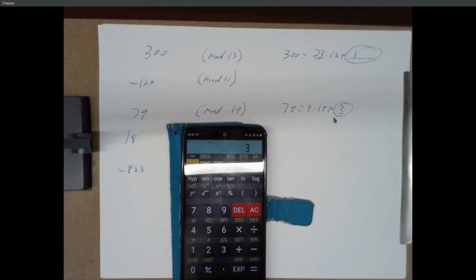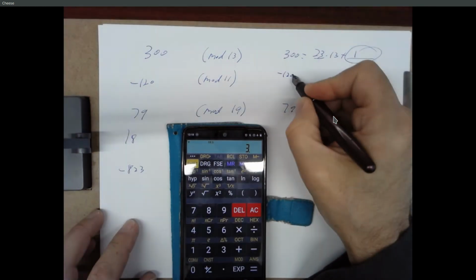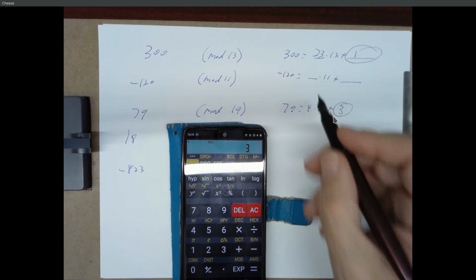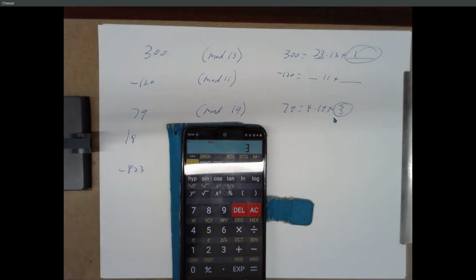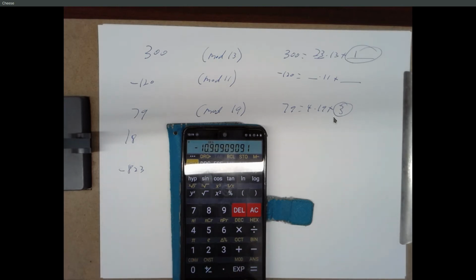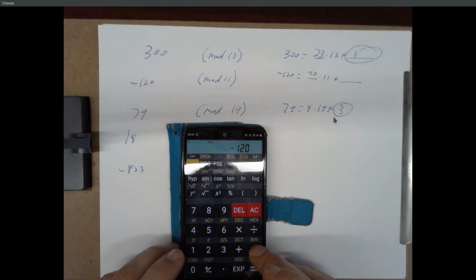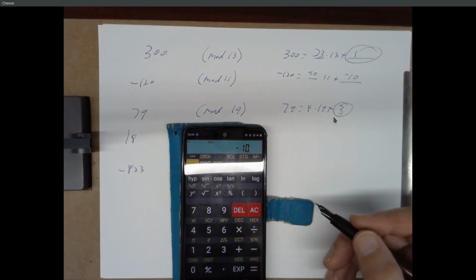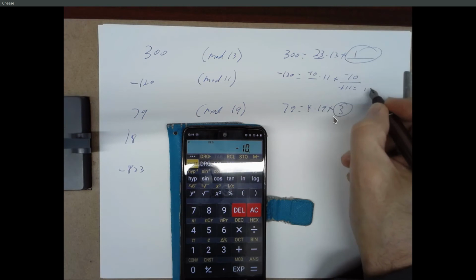All right, the negatives make things a little strange. We want to write negative 120 equals something times 11 plus something. And we need this to be between 0 and 10. And 120 change sign divided by 11, well, it goes in negative 10 times. And so if I do negative 120 minus negative 10 times 11, I get negative 10, which isn't exactly the final answer I want, because it's got to be between 0 and 10. But I can add 11 to that and get something in range. And that'll give me my 1.